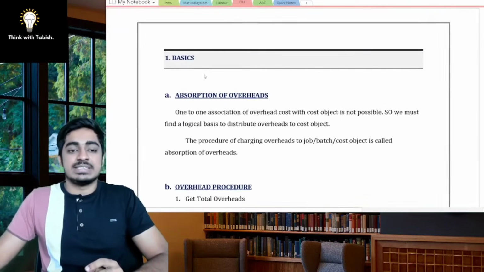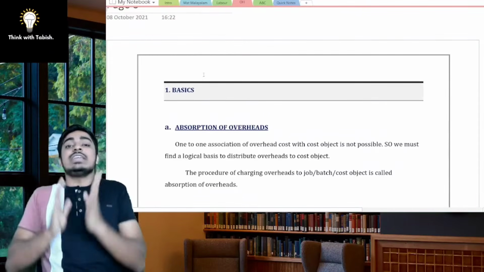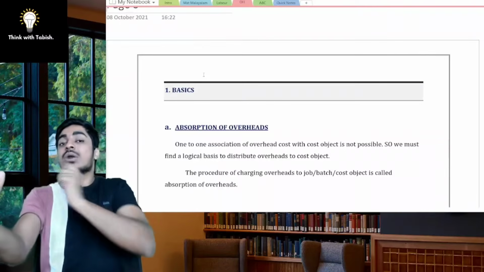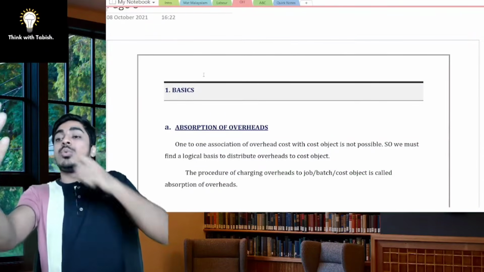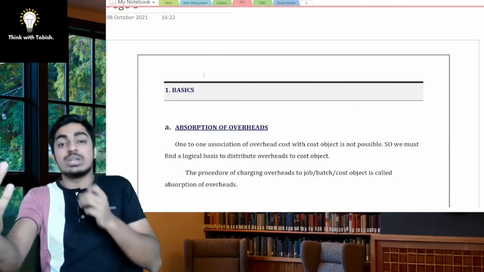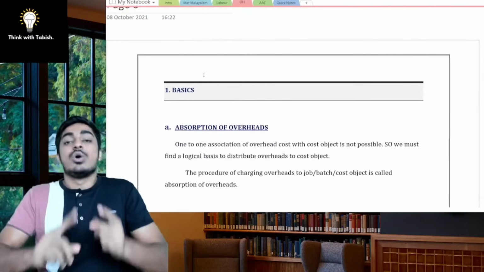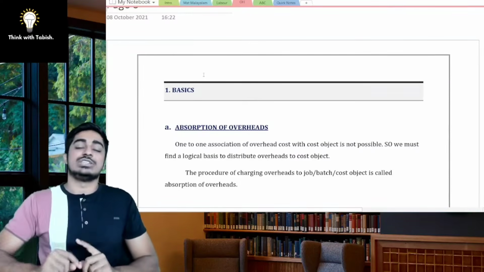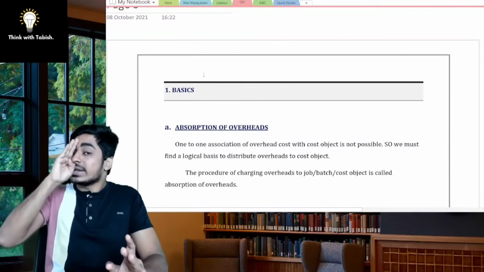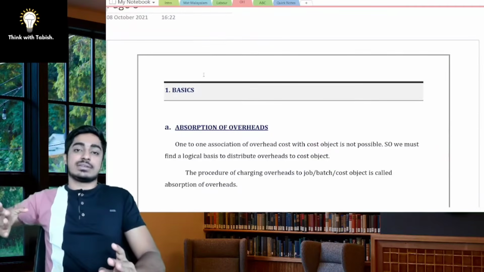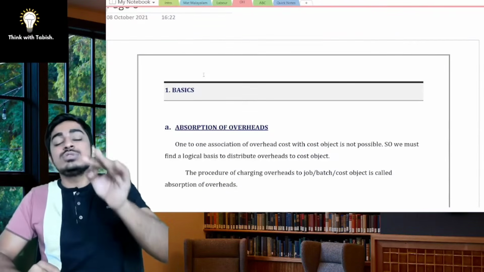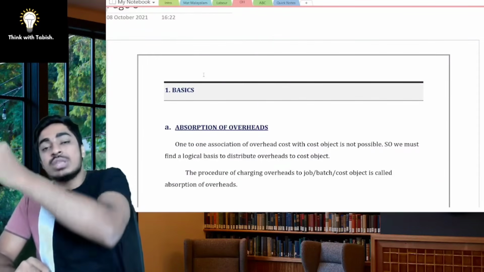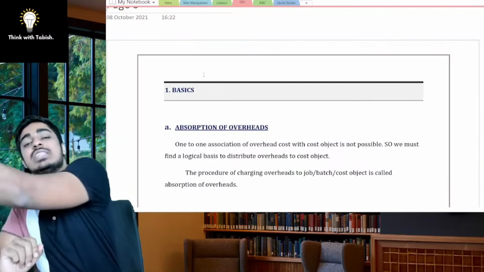Firstly, let's begin with the basics. We have certain issues in charging overheads. Charging overheads is not as easy as charging material or labor. Because in material, we know on a one-to-one basis what the material cost is, what the labor cost is. But in overheads, on a one-to-one basis, we are not in a position to directly associate. That is the first issue. The second issue is that the actual overheads I will get to know only at the end of the year. But I want to set the selling price on day one itself. I cannot wait till the end of the year to know the actual cost and then set the selling price and sell the goods next year.